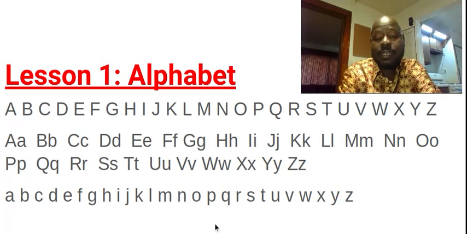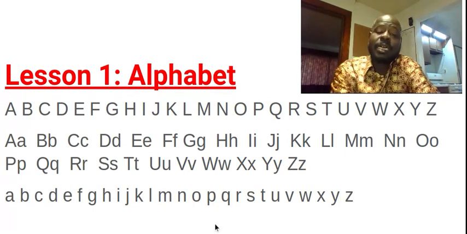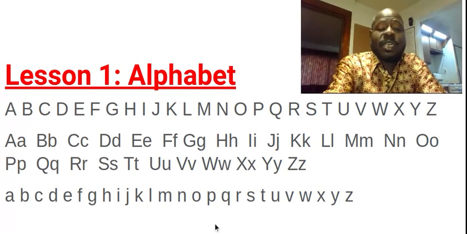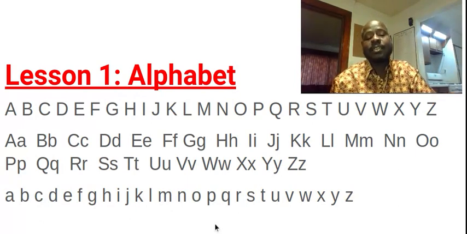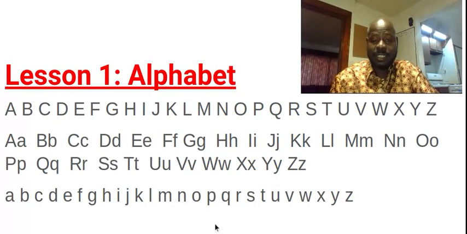At the top we have the capital letters or upper cases. In the middle we combine each one with the other one, so we call it big and small letters. At the bottom we have small letters or lower cases. Some of the letters are the same, they just have a difference in size. Like for example C, you have the big C and the small C, but it is still the same C.